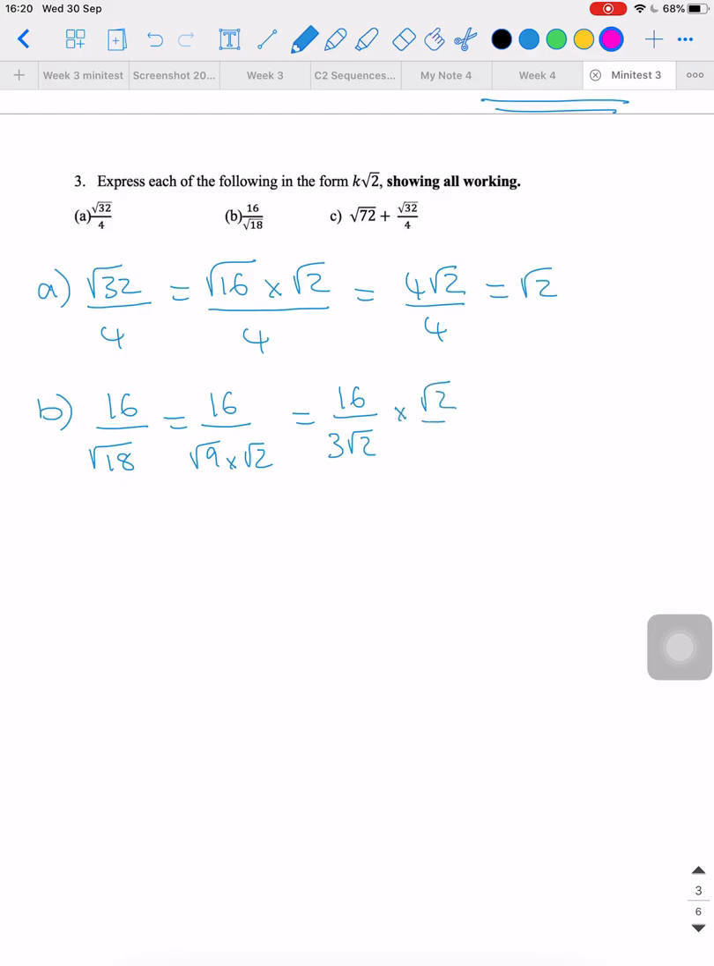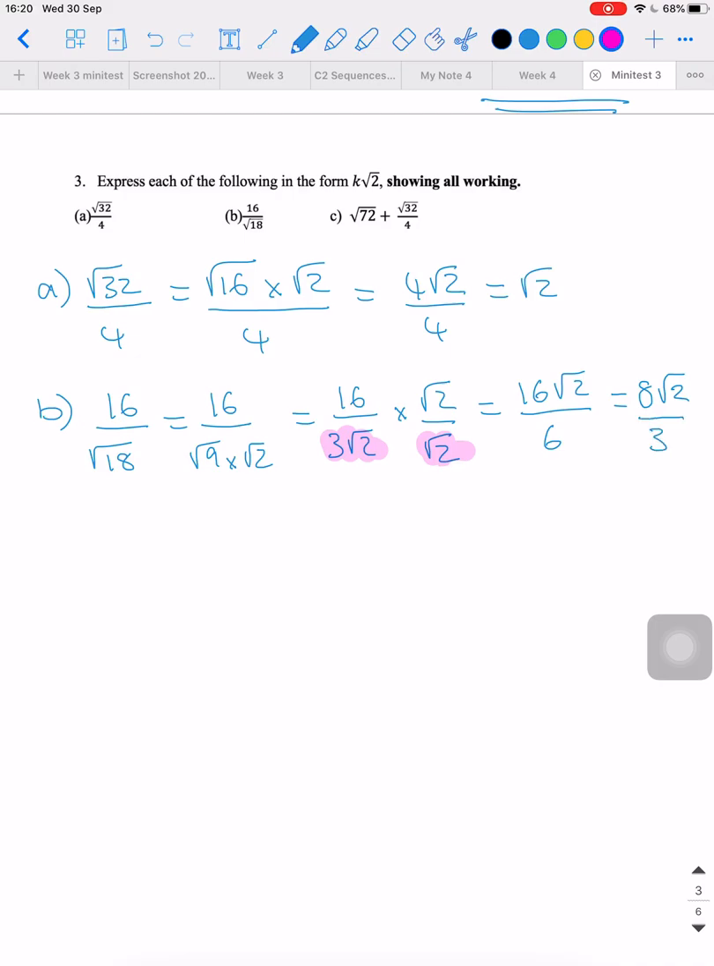So now to rationalise the denominator, I'm going to multiply through by root 2 over root 2. So that becomes 16 root 2 over, and then on the denominator there, it's 3 root 2 times another root 2. So that's 3 times 2, which is 6. And then I just have to make sure I simplify that down. So the 16 and the 6 cancel through by 2. So that can be 8 root 2 over 3.